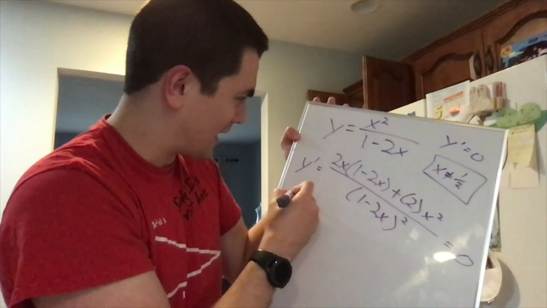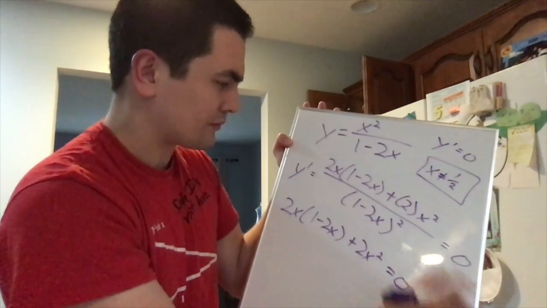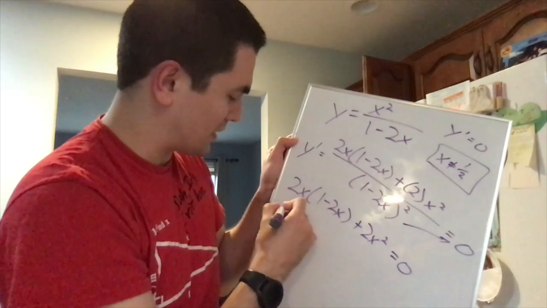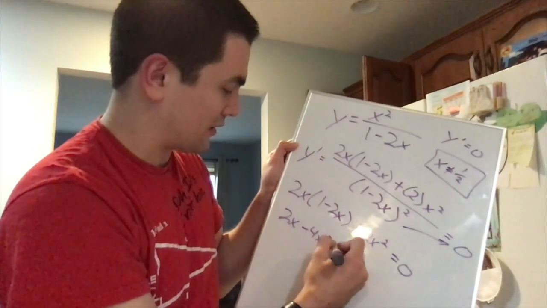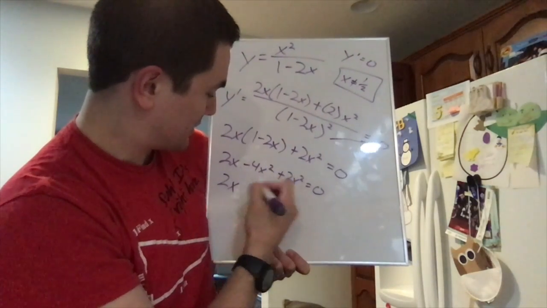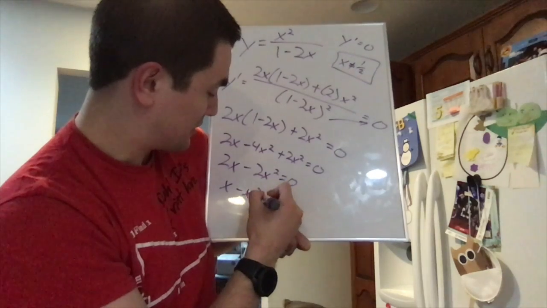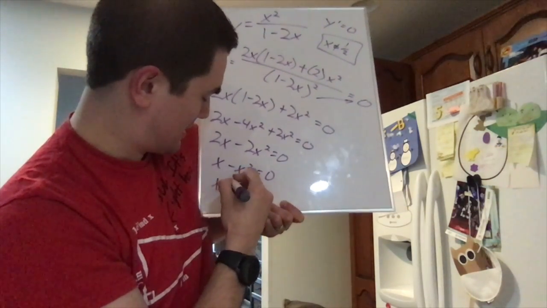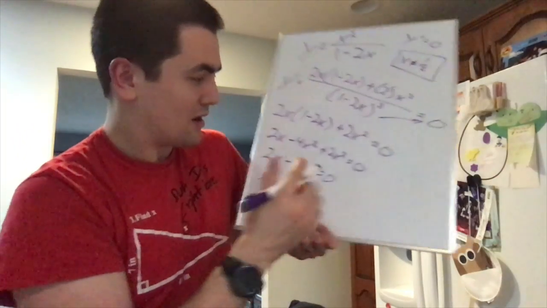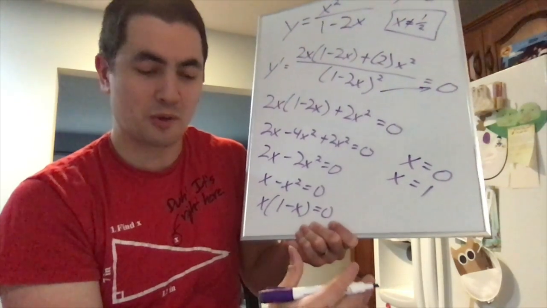So let's try it. I'm going to have 2x times 1 minus 2x plus 2x squared is equal to zero. Yep, I cross multiply that. Anything times zero is just zero. Nice. Let's distribute this. I'm going to have 2x minus 4x squared plus 2x squared is equal to 0. I can combine these, and I'll get 2x minus 2x squared is equal to 0. I can divide everything by 2, and I'll get x minus x squared is equal to 0. Then I can factor out the x: x times 1 minus x is equal to 0. So I actually have two stationary points, one where x is equal to 0 and one where x is equal to 1. Those are my two possible stationary points.